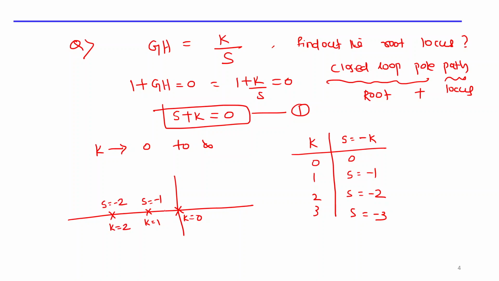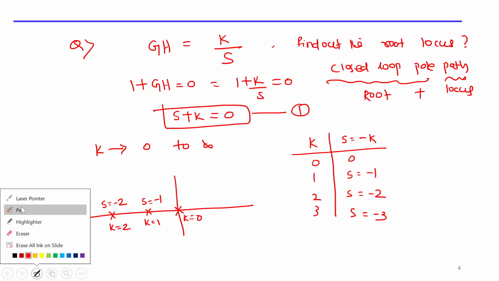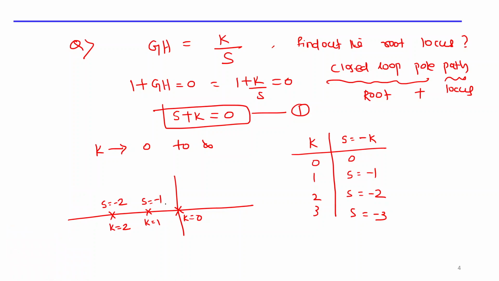So you can say that your closed loop poles will vary in this direction. Okay, as you vary k, these are the pole locations. So it varies from k equal to 0. At k equal to infinity, your pole location will be minus infinity. So it will vary along the negative x-axis. So this is your root locus plot.